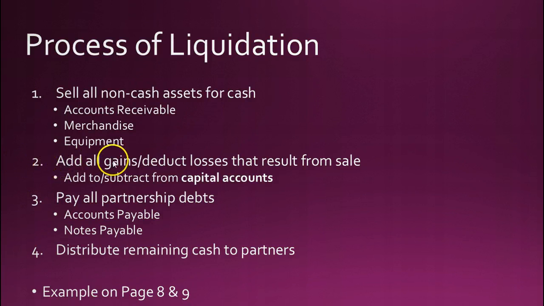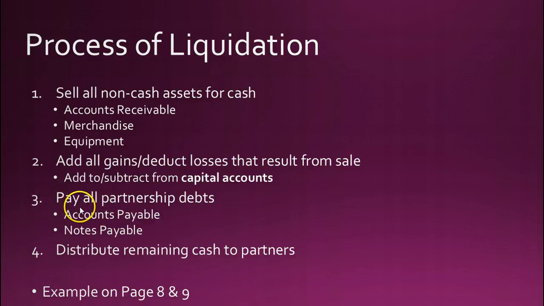The next step will be to add all gains or deduct all losses that result from the sale. So whether we have gains or losses, we need to add or subtract that from our capital accounts. Say we sold our equipment for more than we paid for it, that would be a gain, and that would be additional money that we could add to our capital accounts. If we sold our accounts receivable and had to incur a loss, then we would have to subtract that from our capital accounts. So we're going to close all of these accounts out by selling them, and that will affect our capital account each time.